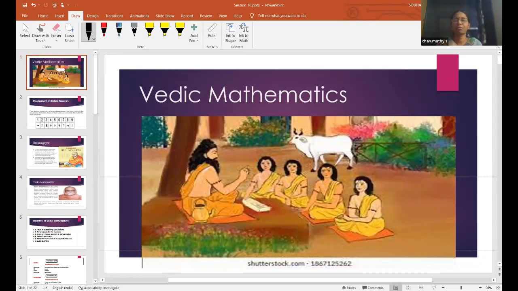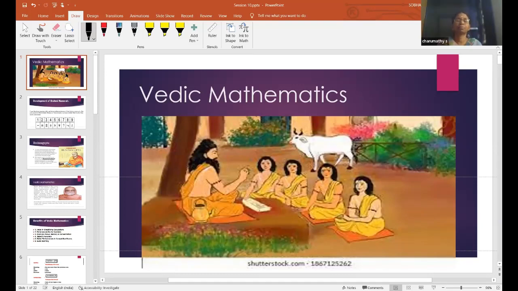I know some of you have come across basic mathematics. If not, in this session we will have brief knowledge about what Vedic mathematics is, how it can be taught to the children, what benefits Vedic mathematics gives us, and of course the main differentiation between ancient mathematics and Vedic mathematics.